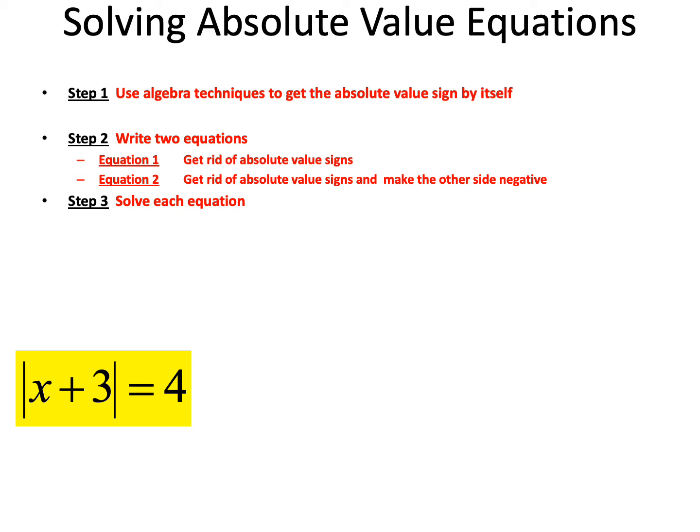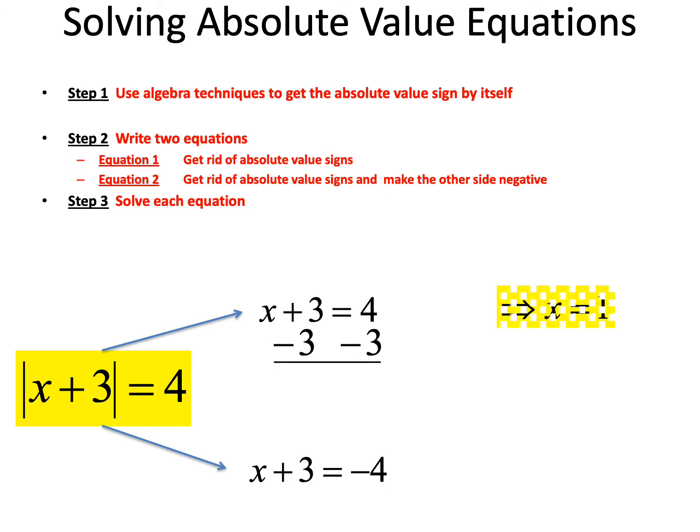Step number 2 says to write the two equations. The first one is just written without the absolute value symbols. The second one is written without the absolute value, and we write the opposite of what's on the other side of the equal sign. The other side of the equal sign is 4, so we write negative 4. Now you can see what we do with step 3: it says to solve the equation. We won't get a plus or minus this time. On the first equation, we have to subtract 3 from both sides. It gives me a 1.